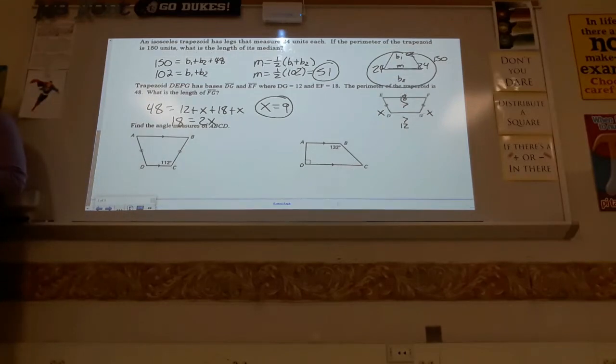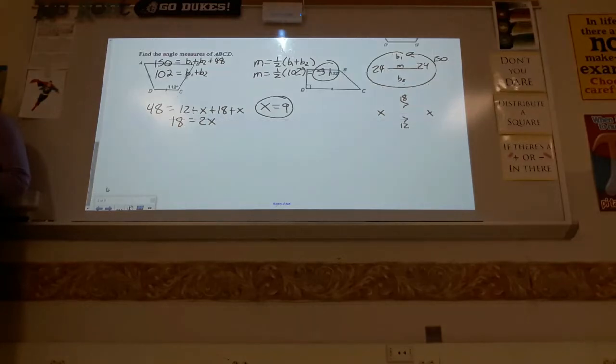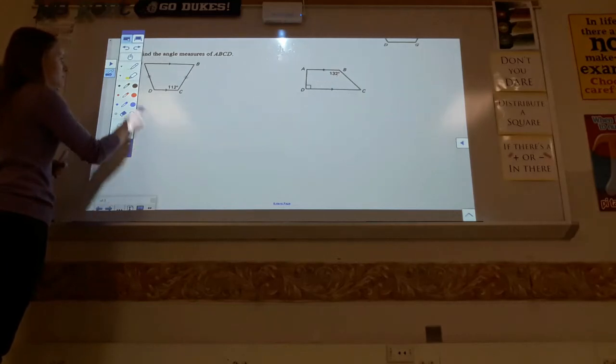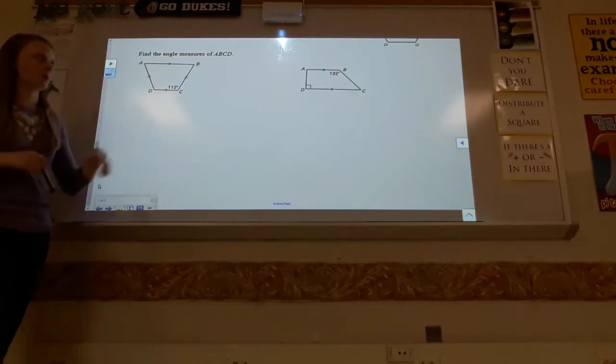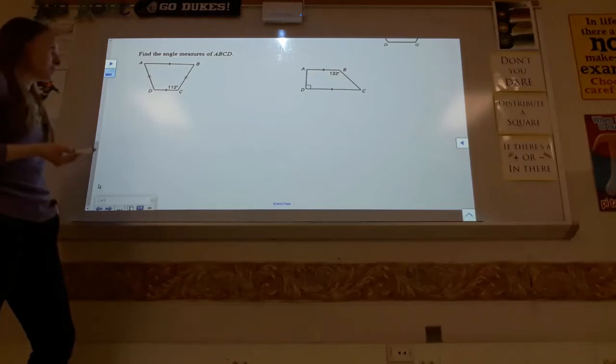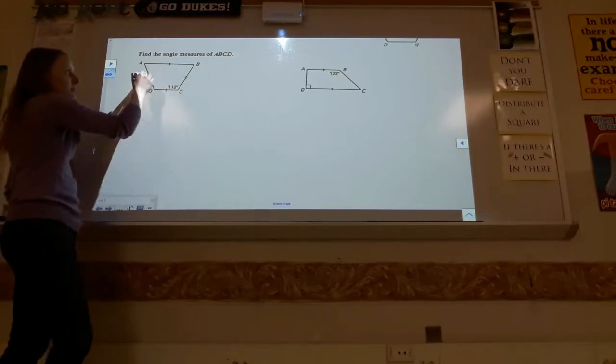Here's even more practice with trapezoids. Yay, practice. All right, find the angle measures of ABCD. So they basically just want you to find the angles that we don't know, so all the blank ones, boom, boom, boom. All right, so we know it is a trapezoid. We also know it is isosceles because of these little markings here.